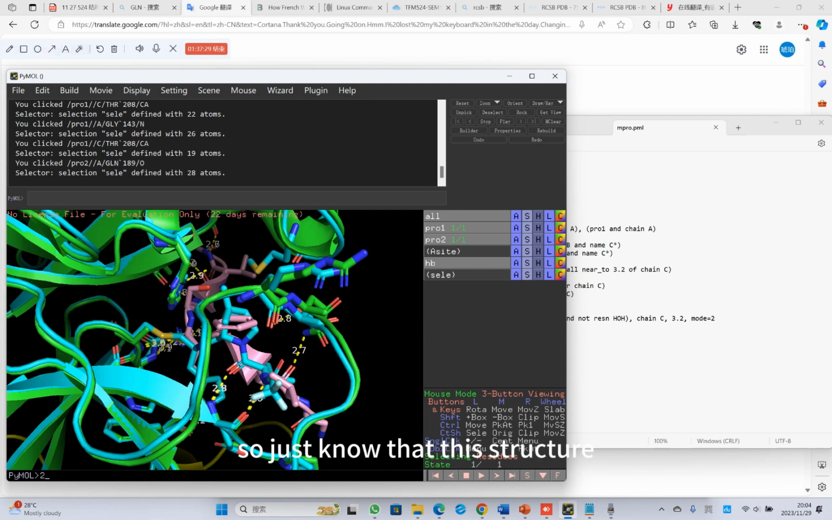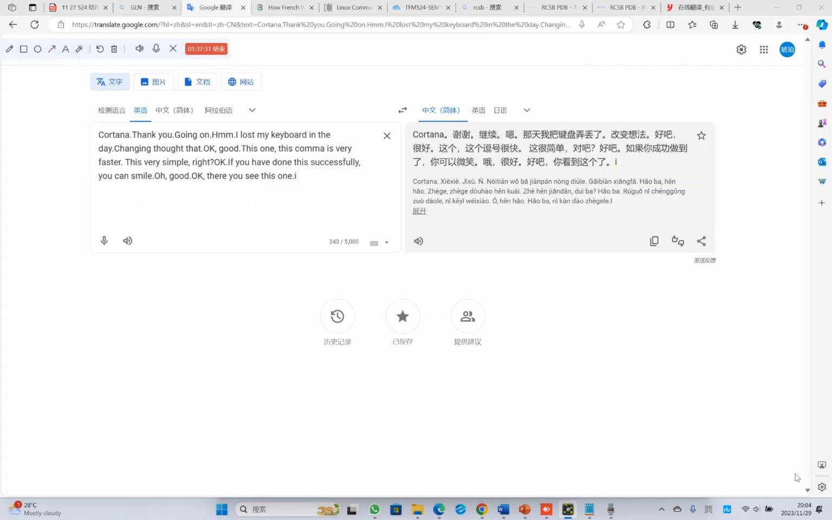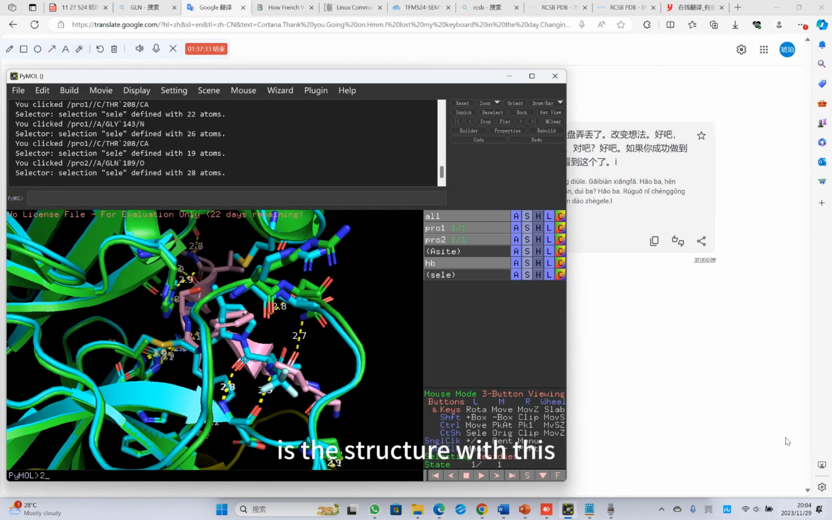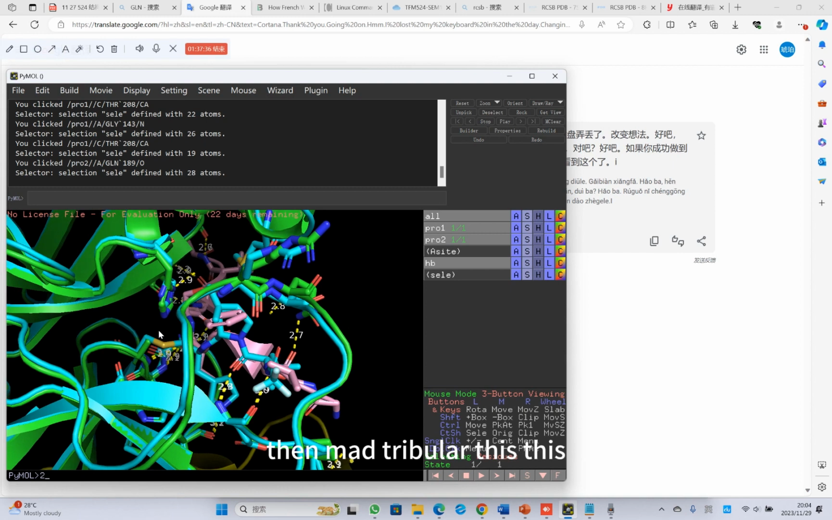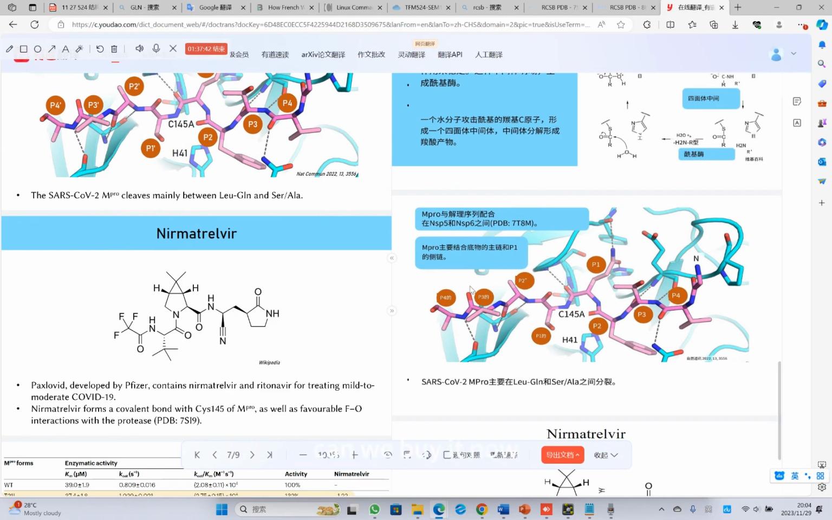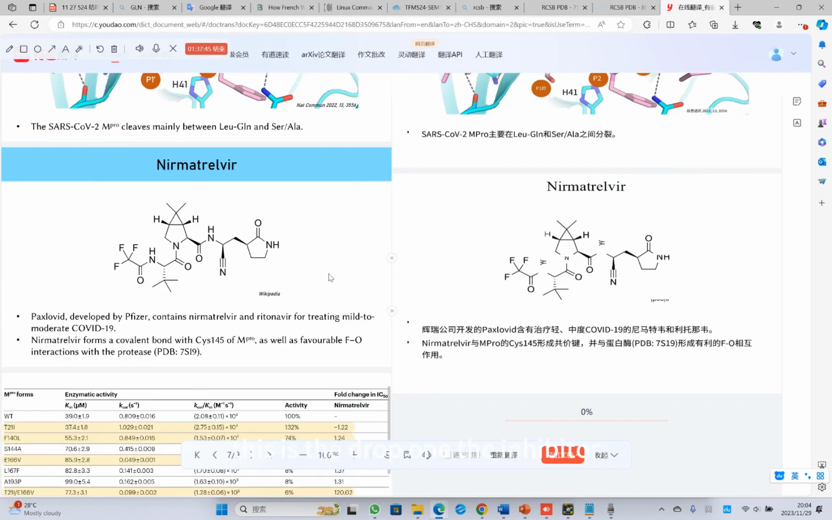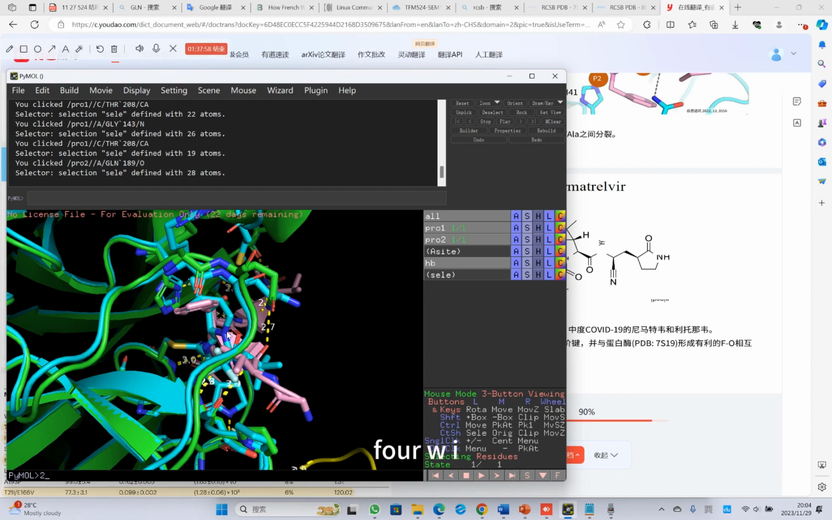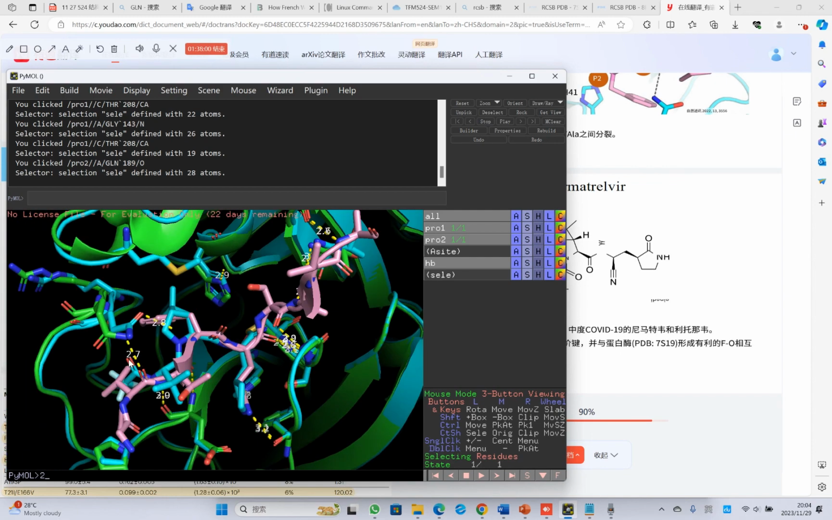Just now we have this structure. You know what this structure is? This structure is with nirmatrelvir, from Pfizer. This is the drug, the inhibitor that will inhibit this protease. Just now I said what for?